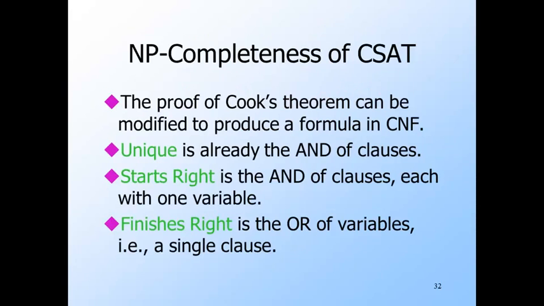Okay, we're not going to reduce SAT to CSAT. Rather, we'll examine Cook's proof and see where it needed to be fixed up to make the output expression be in conjunctive normal form. That way, we will have a direct reduction of every problem in NP to CSAT. Everything but moves right is already in CNF. You can review the constructions, but when you do, you'll find that unique is the AND of clauses. So is starts right. In fact, each clause has only one literal, which is in fact an unnegated variable. And finishes right is the OR of unnegated variables, and therefore is a single clause.